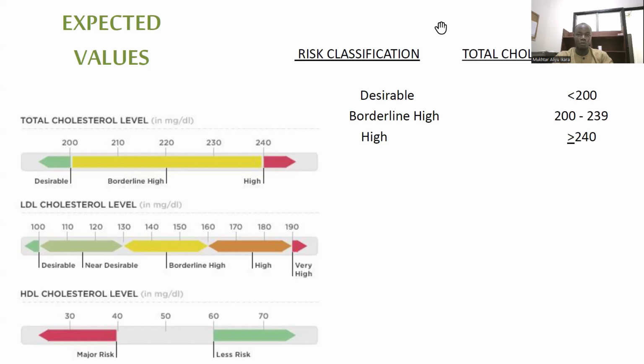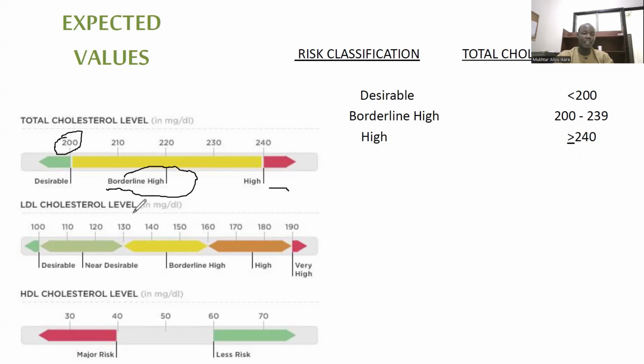Look at it here, the borderline and the desirable. The desirable is below 200 milligrams per deciliter, but between 200 up to 239, this is borderline. And when the total cholesterol is greater than or equal to 240, it is high. You need to find a way of reducing that. So that is the total cholesterol.